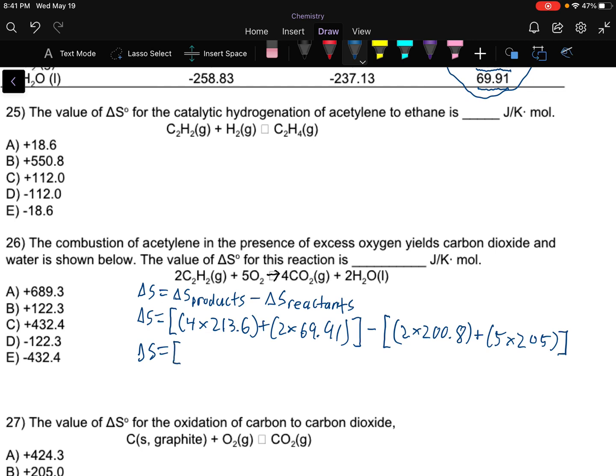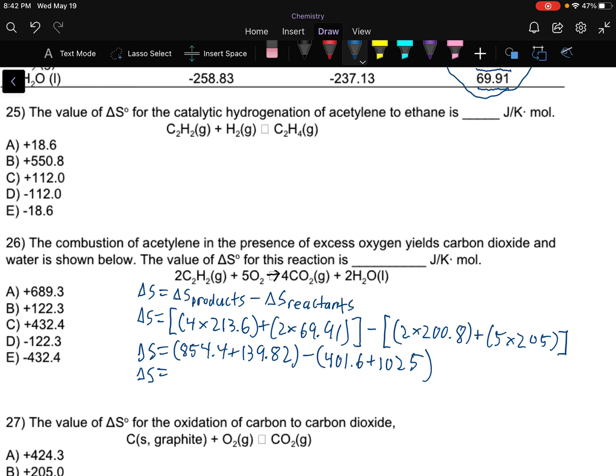And then I'm gonna calculate the values using my calculator. So first, 4 times 213.6, that will be 854.4, plus 2 times 69.91, that would be 139.82, and then 2 times 200.8, that will be 401.6, plus 5 times 205, that's 1025.